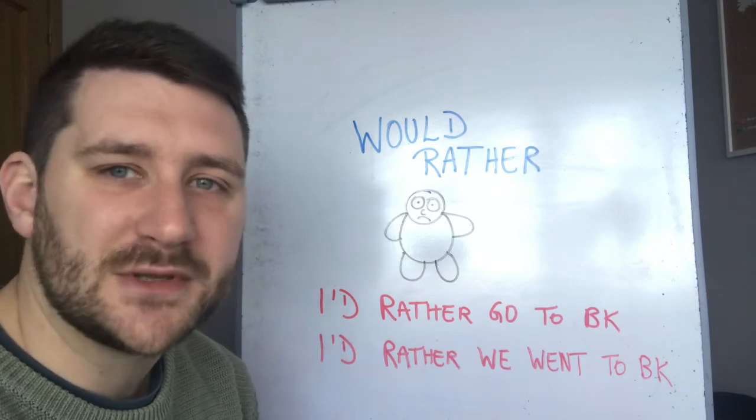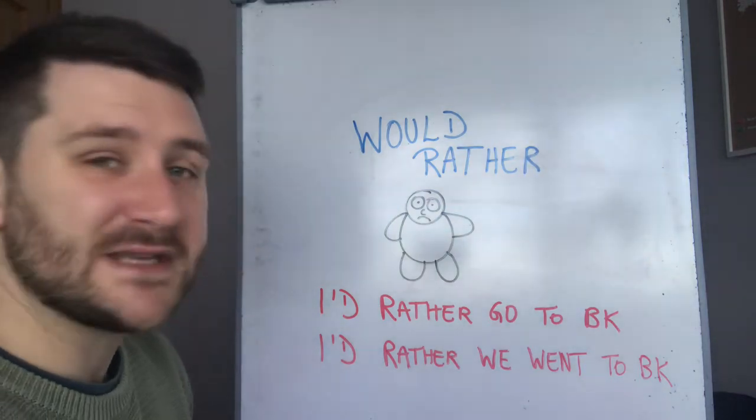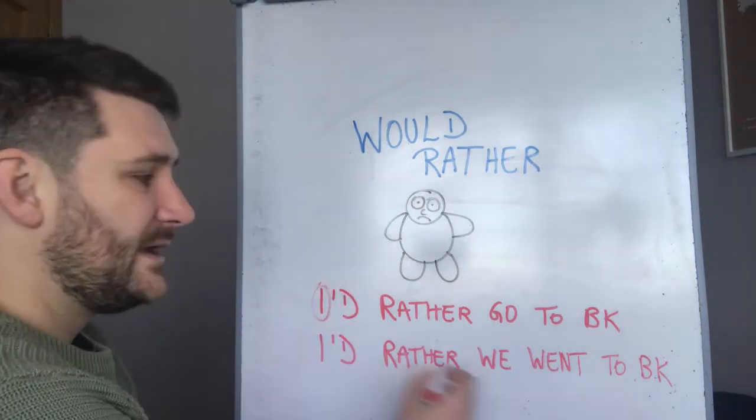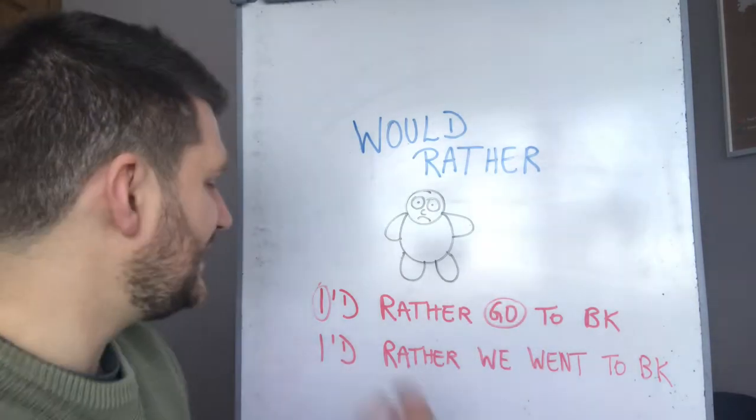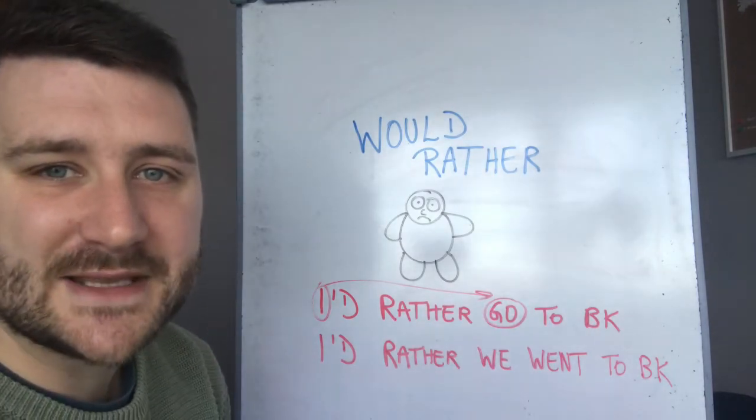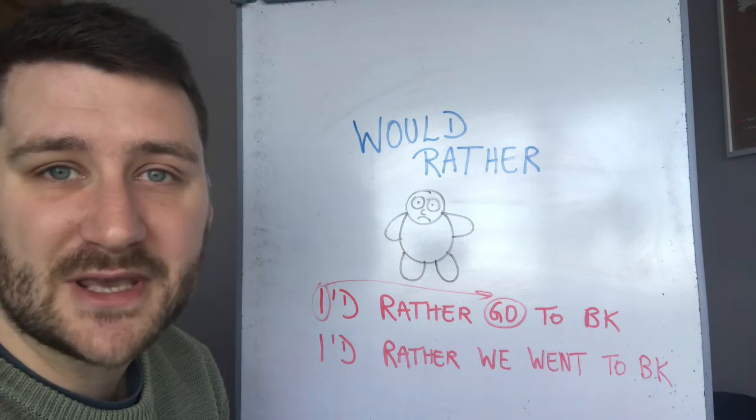All right. Now this is an important sentence. This is the easy part, okay? Because he's expressing a preference for himself. So you can see I, and then we see the verb to go. All right, that's pretty easy. Look at the second sentence though. And he says, I'd rather we went to Burger King.